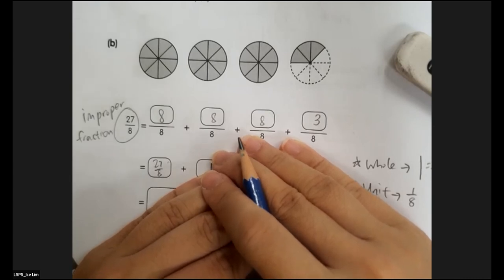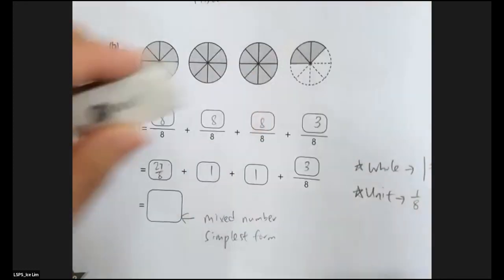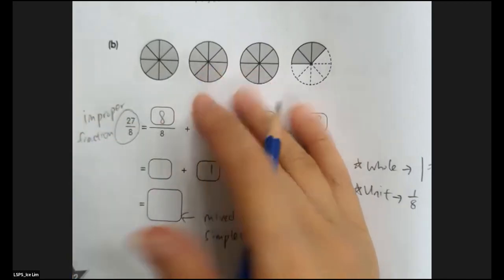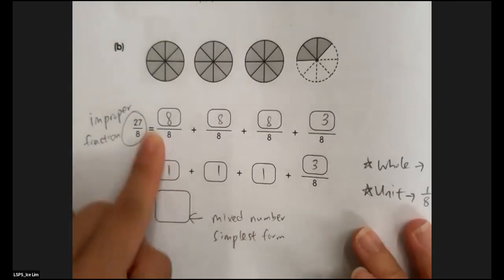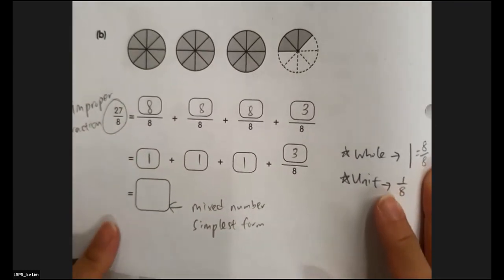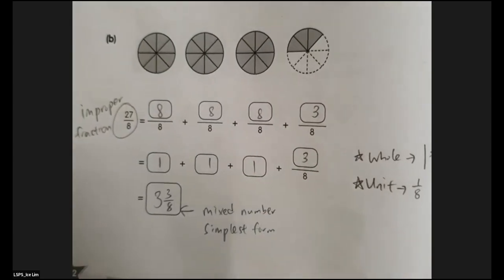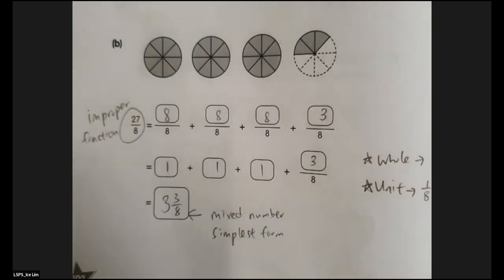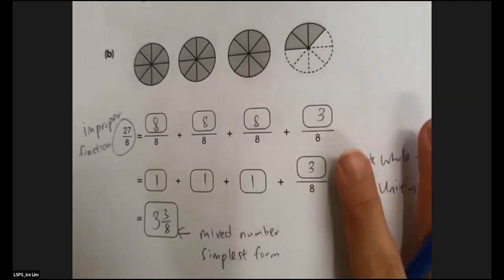So I pointed her, let's focus on the answer that you wanted. It was a mixed number. What is a mixed number again? A mixed number is made out of wholes and fraction parts. So you need to understand your sequence of steps. So this is 3 3/8. Is this okay? Is this in simplest form? Can I simplify it further? No. So is it already in simplest form? Yes. Okay, next.